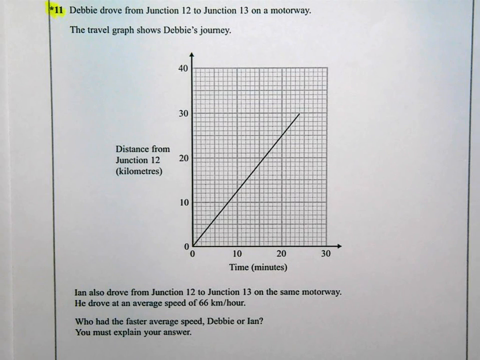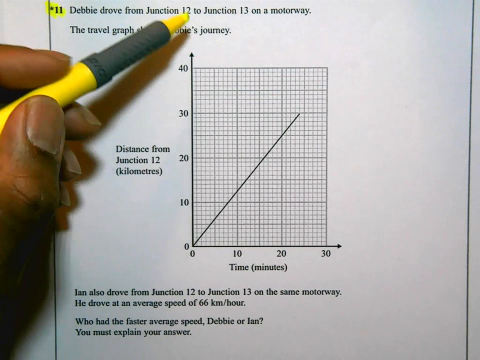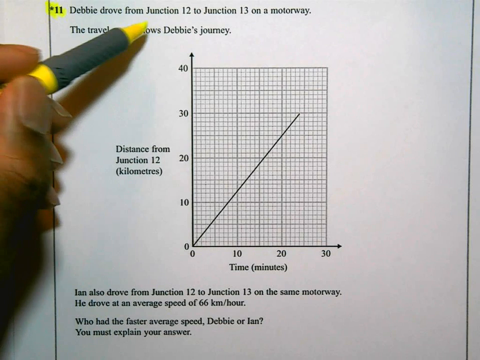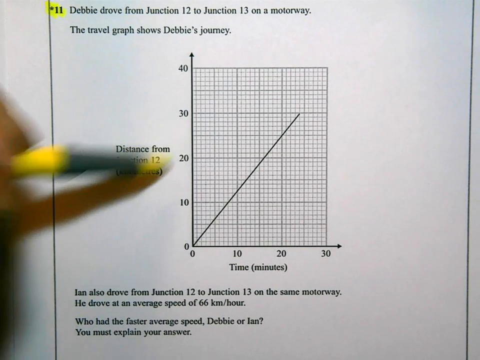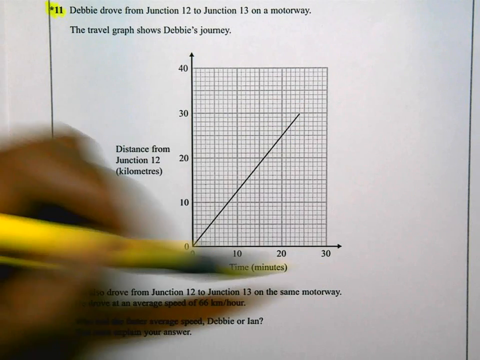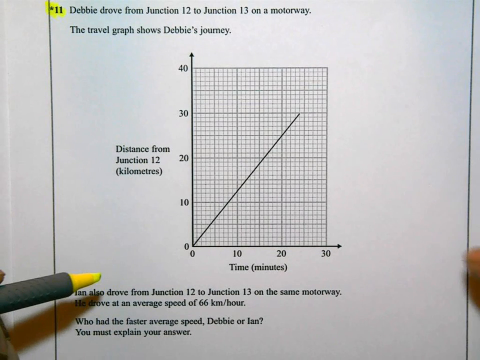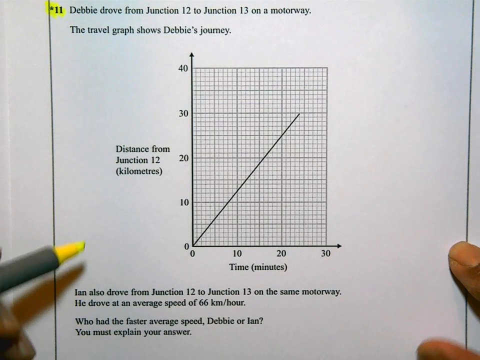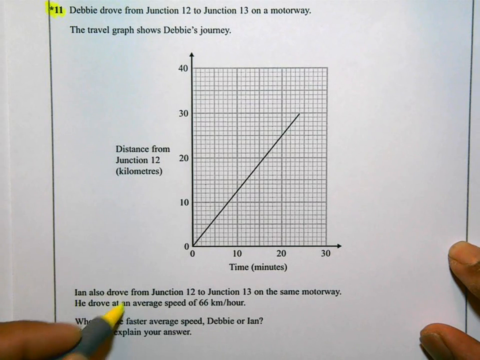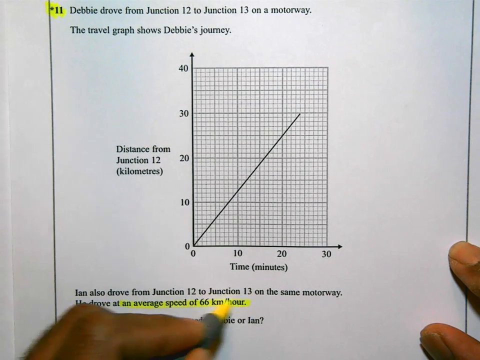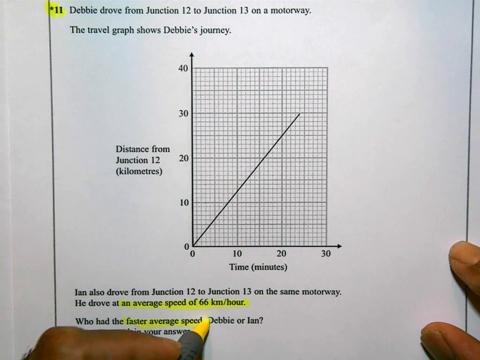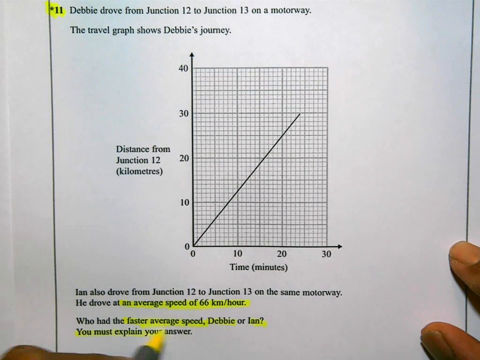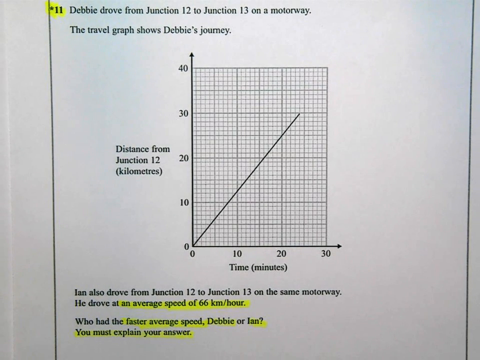Reading the question, it says, Debbie drove from junction 12 to junction 13 on a motorway. The travel graph below shows Debbie's journey. So the distance from junction 12 in kilometers, there it is, I have the line, and time in minutes. Ian also drove from junction 12 to junction 13 on the same motorway. He drove at an average speed of 66 kilometers per hour. Who had the faster average speed, Debbie or Ian? You must explain your answer. So my answer is going to be the word Debbie or Ian, and I need to explain why.